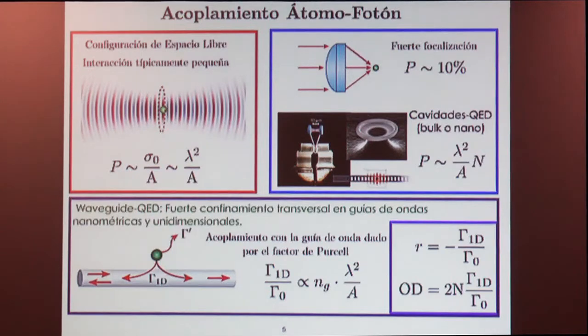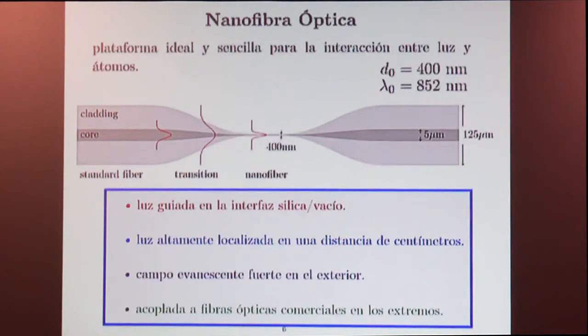And the approach that I'm interested in is Waveguide QED, that is a strong transversal confinement of the light in a waveguide. And as we know, we have the chiral effect and all these interesting effects that Luis just told us. And in particular, I'm going to restrict myself to the case of a nanofiber. So, an optical nanofiber. What is an optical nanofiber? It's a normal fiber whose diameter has been reduced to dimensions that are smaller than the wavelength of the light that is traveling through it.